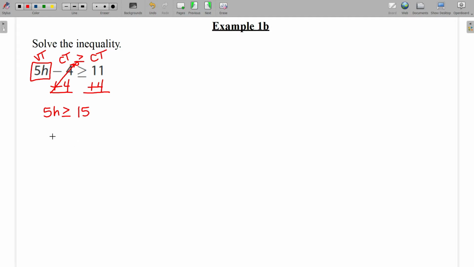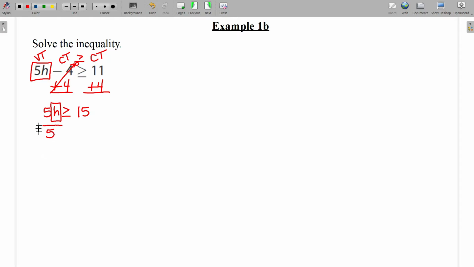Now the next thing I want to do is get this inequality solved for h. So I want to isolate that variable term, or that variable h. Now I have 5h, which means the same as 5 times h. So to break apart a multiplication, I'm going to have to divide that term by what I'm looking to get rid of, which in this case is going to be 5.